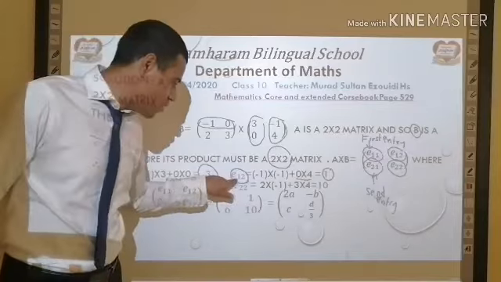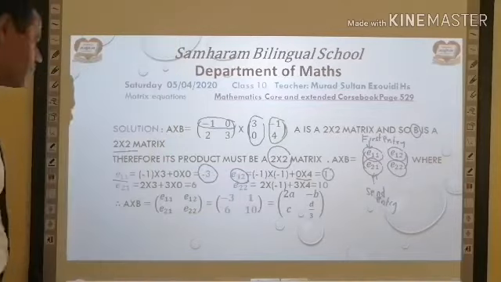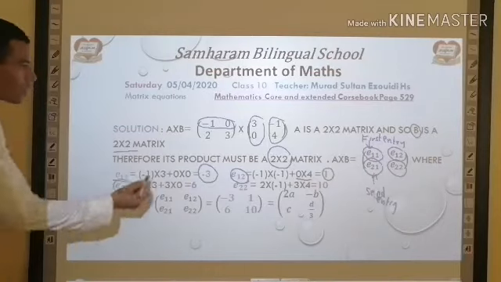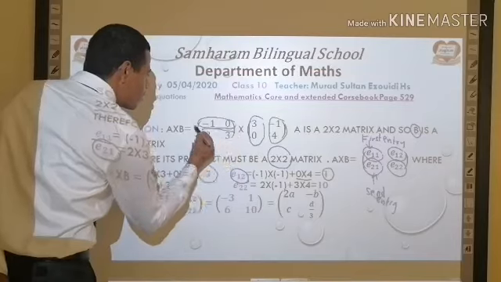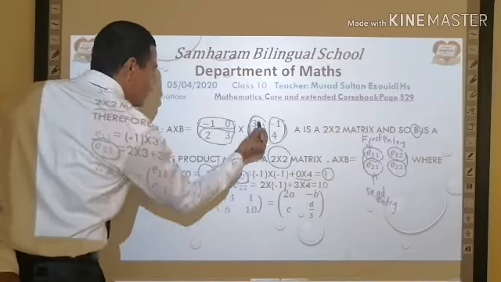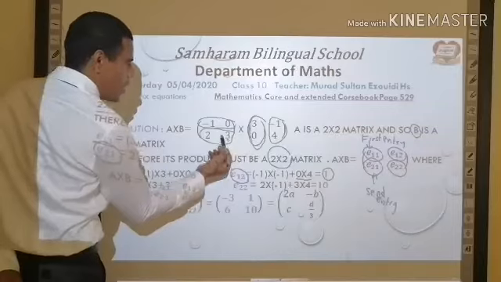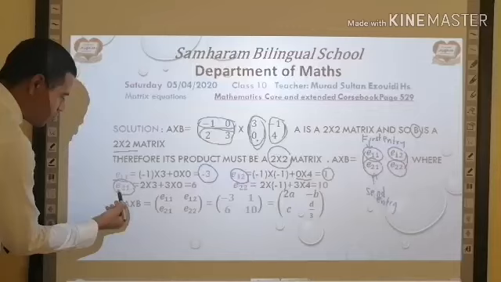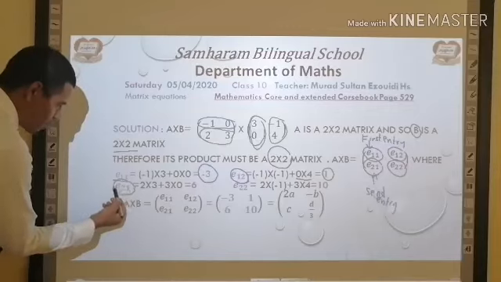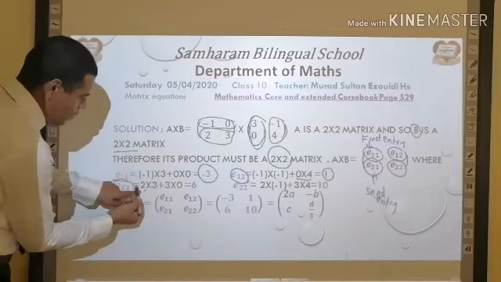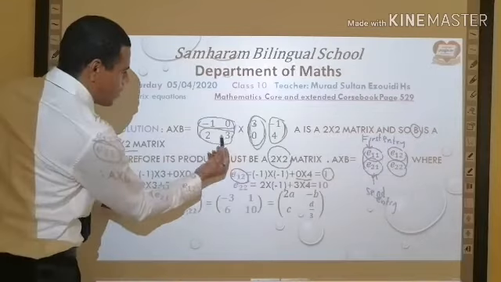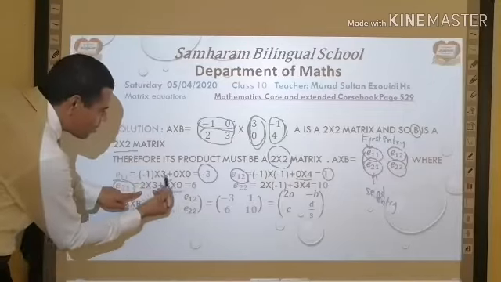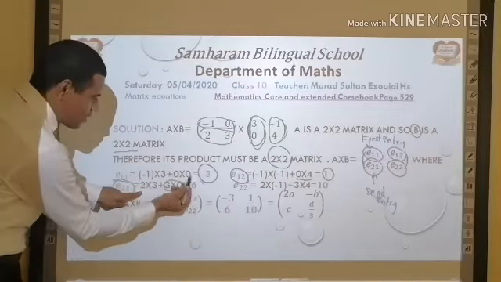So we found the value that lies on the first row, second column. Now for row 2, column 1: this is row 2, and this is column 1. It will be 2 multiplied by 3, plus 3 multiplied by 0. 3 by 0, my kids, is 0, no need to add. So 2 by 3 is 6.